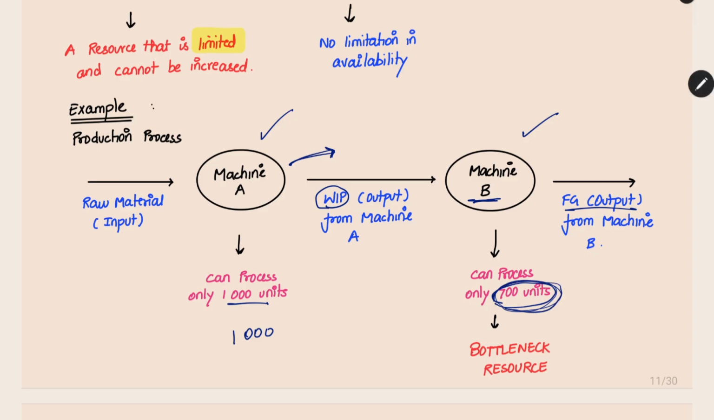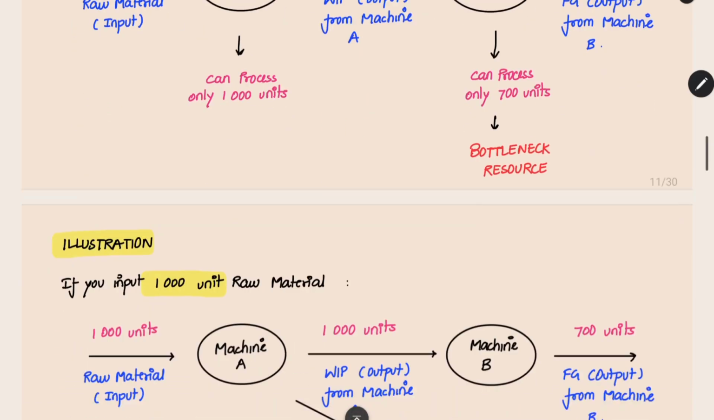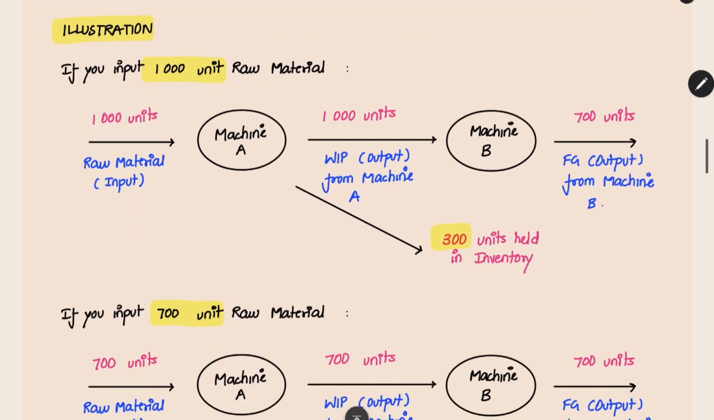Here, the 700 units capacity is the limiting factor. So, it is a bottleneck resource. That is what you have to identify here. The machine which has a limited number of units is a bottleneck resource. Now, we can see the next example. For example, if you put 1000 unit raw material, machine A will process entire 1000 because the capacity is 1000. But machine B will be able to process only 700.